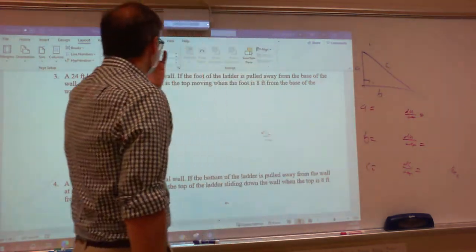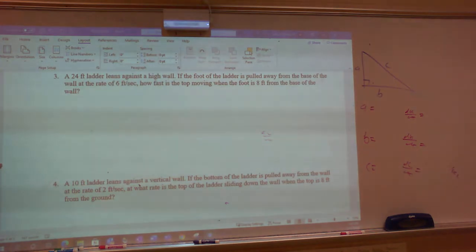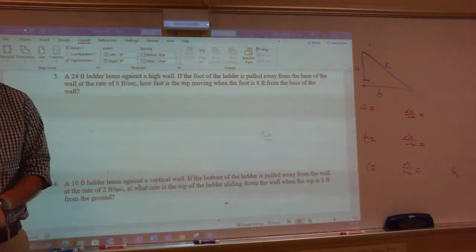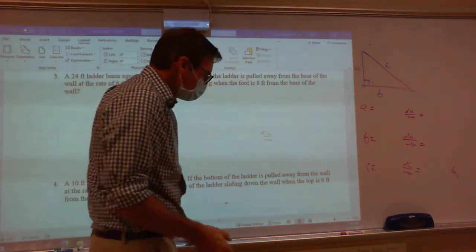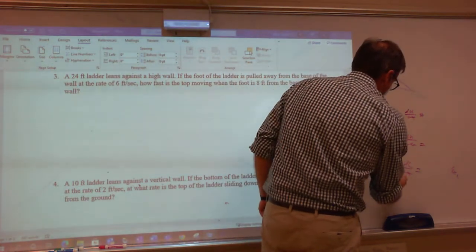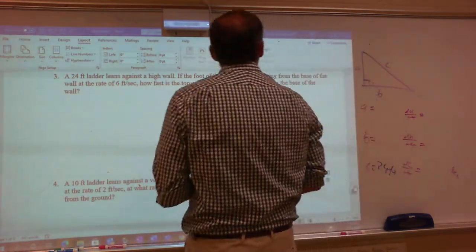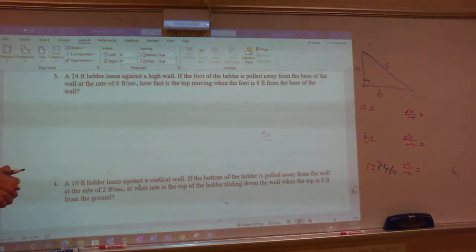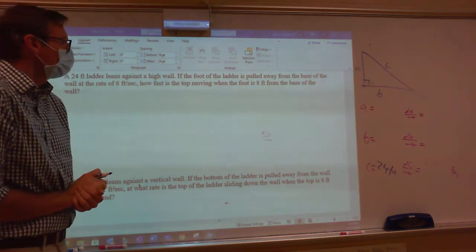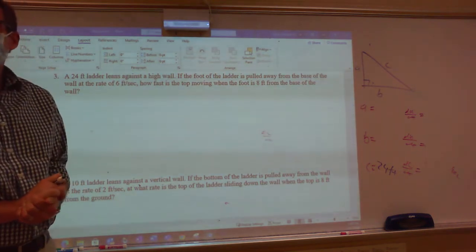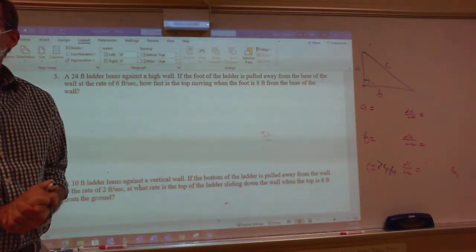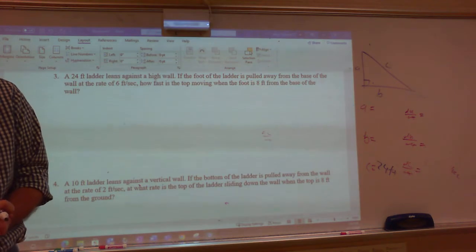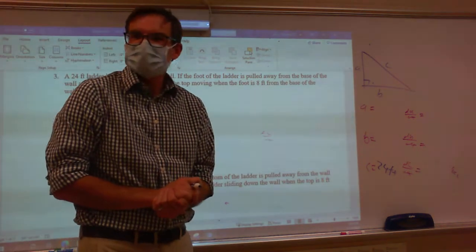So now, let's read the question and fill in numbers in our chart, not on the picture. It says a 24-foot ladder leans against the high wall. What's 24? C. Okay. If the foot of the ladder is pulled away from the base of the wall at a rate of 6 feet per second, what's that? Where's the 6 go on my picture? B prime, dB/dt. Is everybody okay with that?